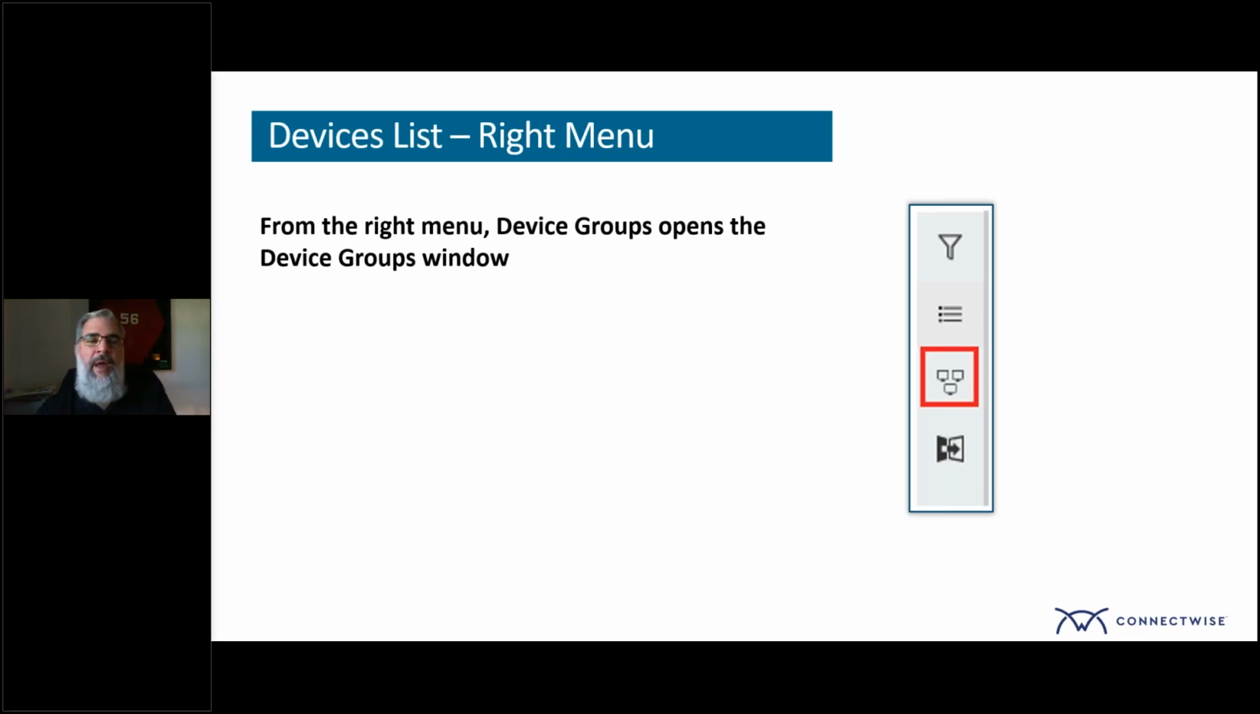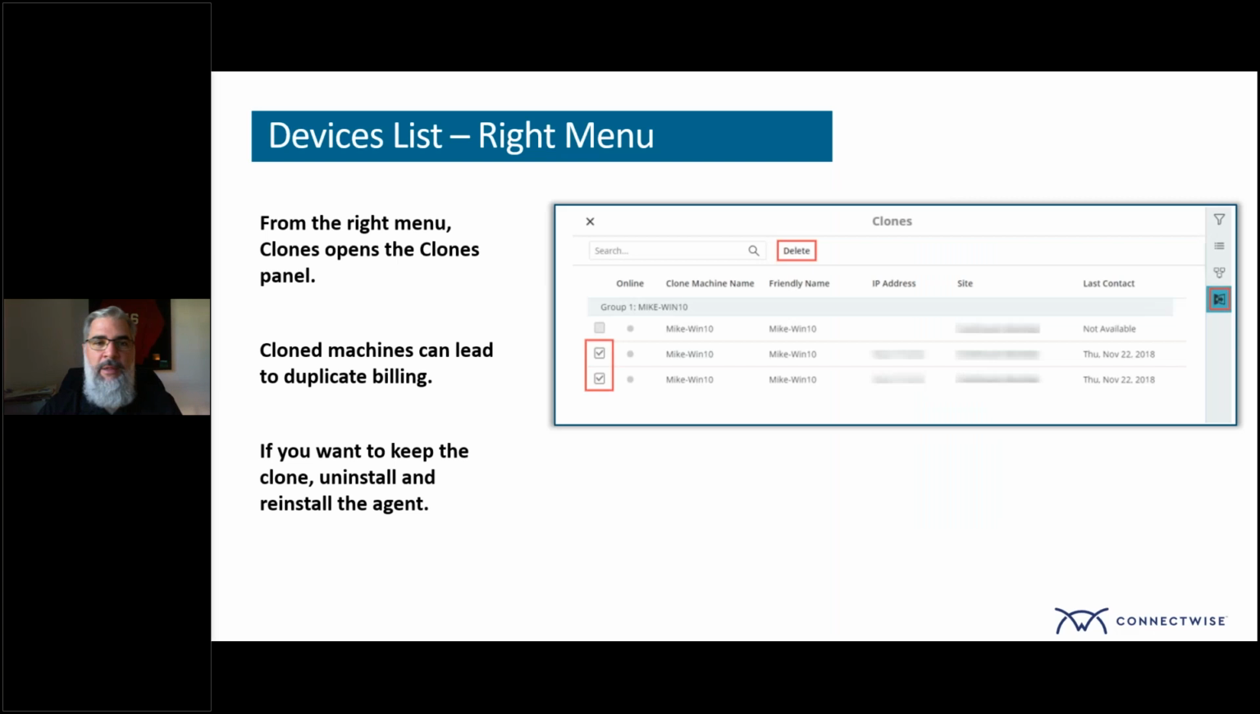Moving further down that right menu, I've got my clones screen. This is really useful for that scenario when maybe a clone was made and an image was made of a machine that already had the ConnectWise RMM agent on it. That's going to show up like you see on the screen, and now I've got duplicates, and that gives me the opportunity to take action.